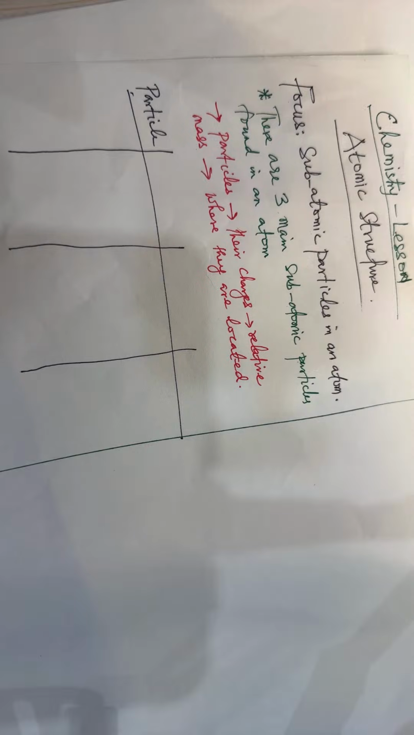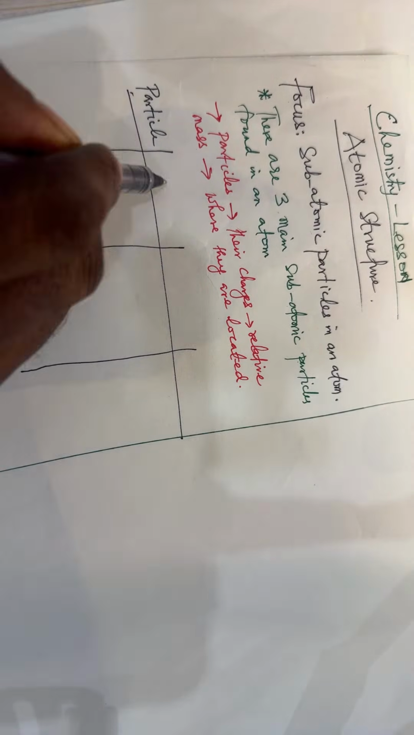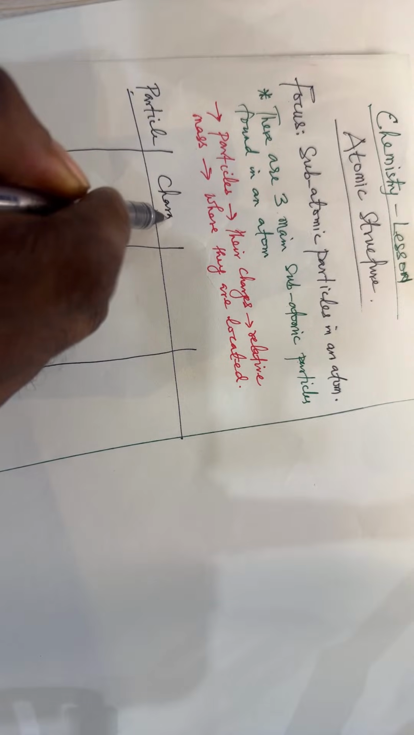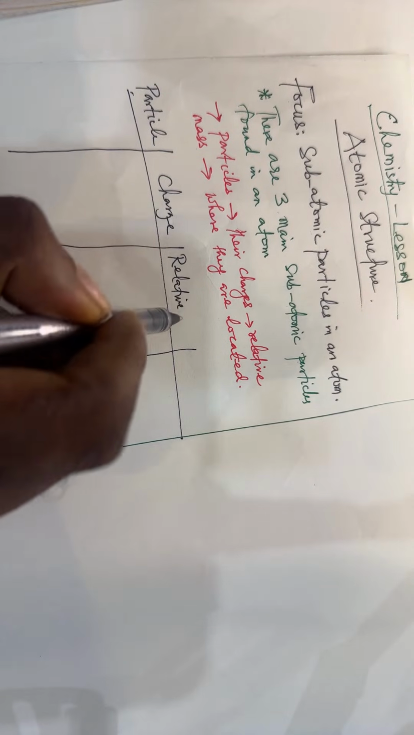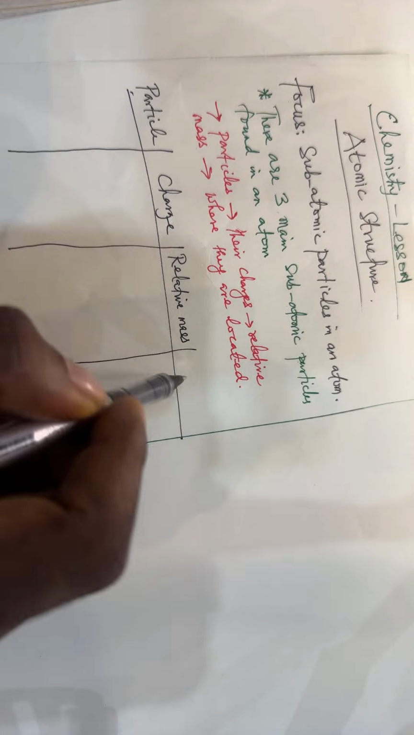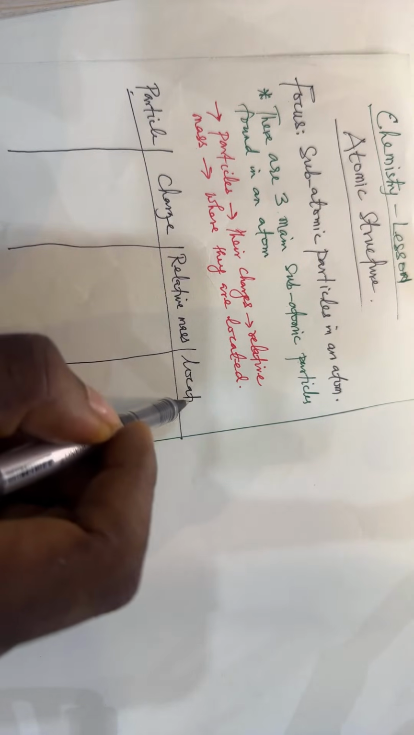Yeah, he said electron, neutron, and proton. That is smart. So we're going to look at these particles, the charges, and the relative mass. That's why I'm putting it in a tabular form real quick. This will make you remember these things easily.